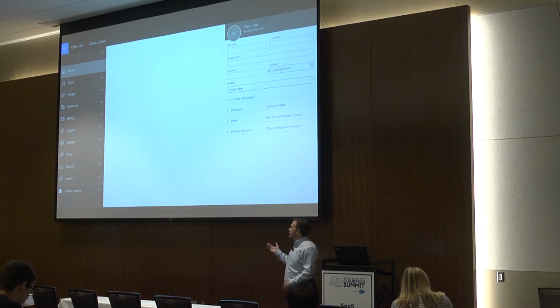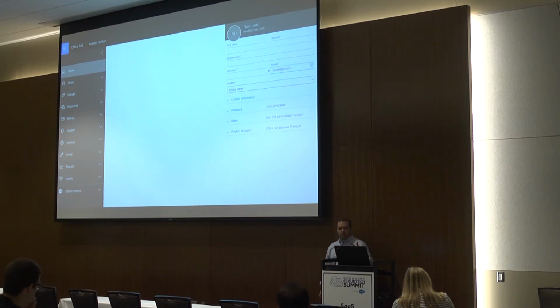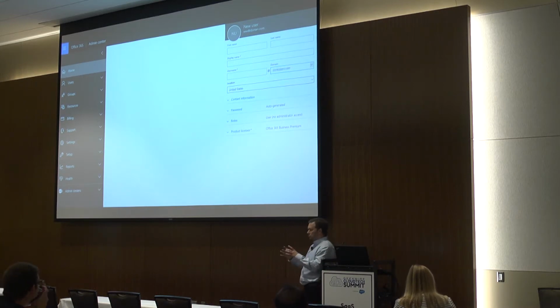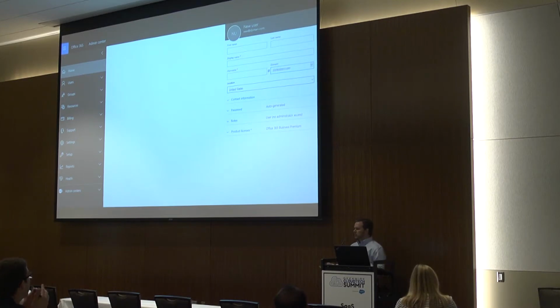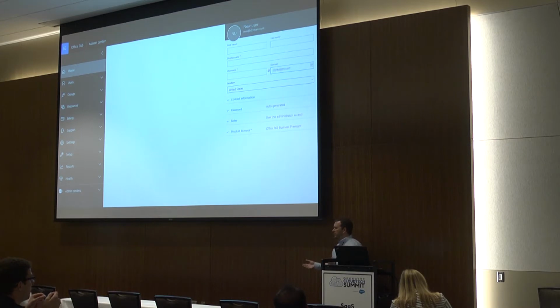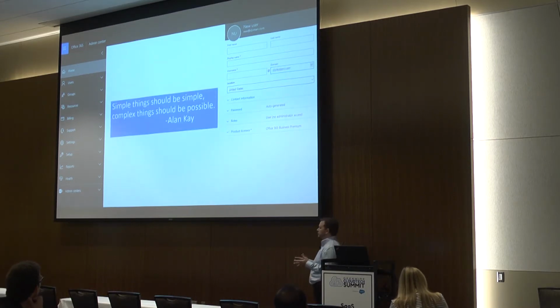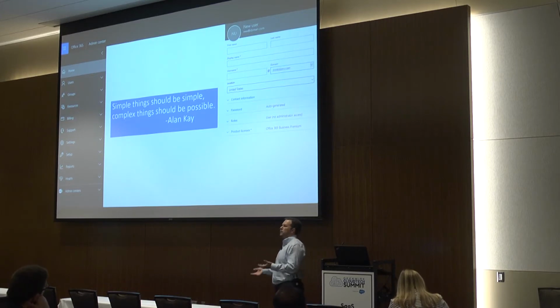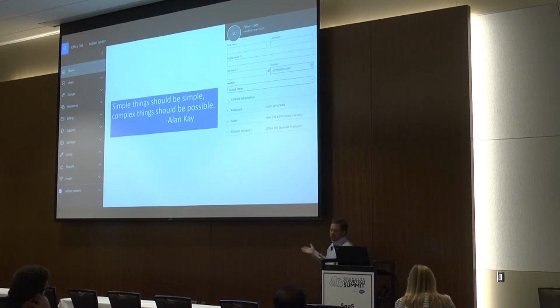So Office 365, this is an area where our company has focused a lot of our energy. Setting up one or two people in that is very simple. You can see there's just a real simple little screen. You put in their name, email address, a few permissions, and it's done. But if you scale that to hundreds of people or thousands of people, suddenly it becomes really complex. And it's important to make sure that the simple things are simple, but the complex things have to be possible. And so Microsoft has done a great job.